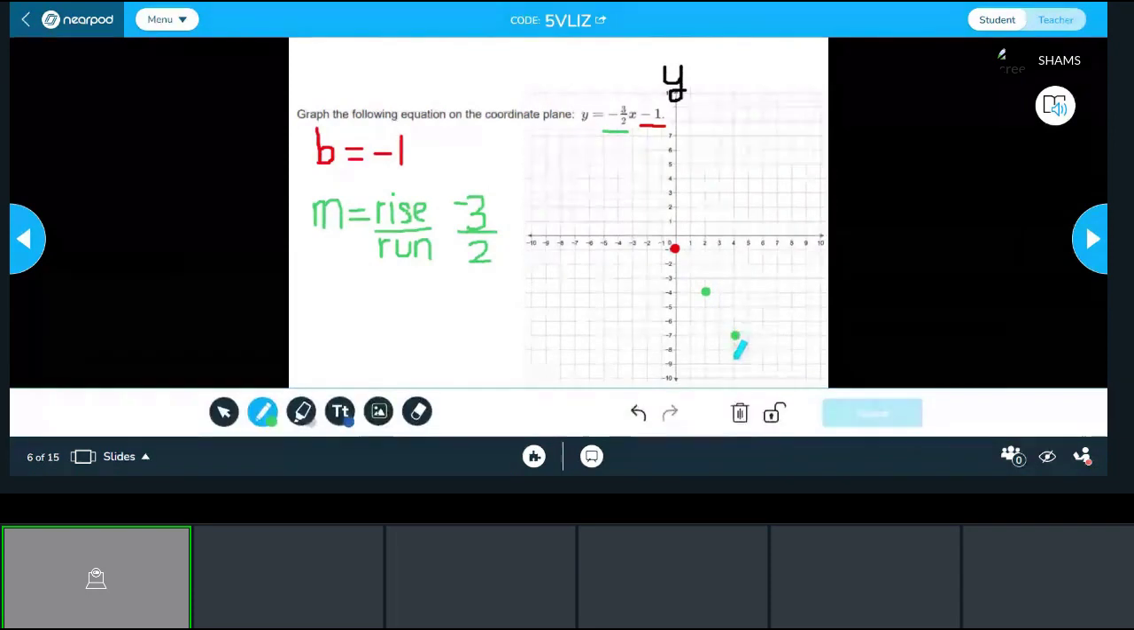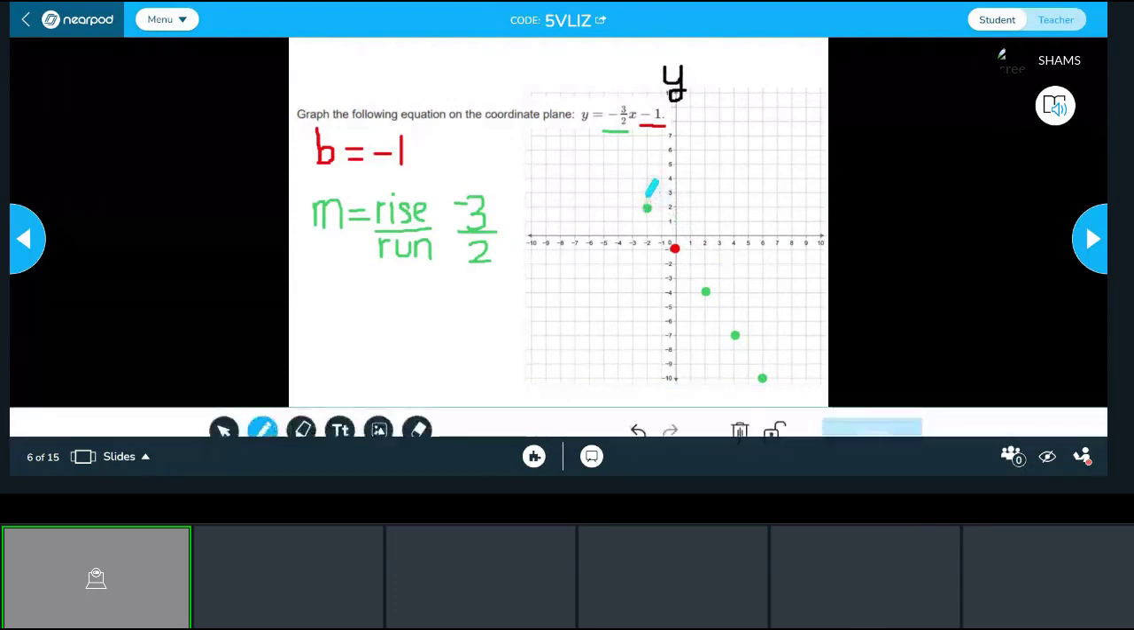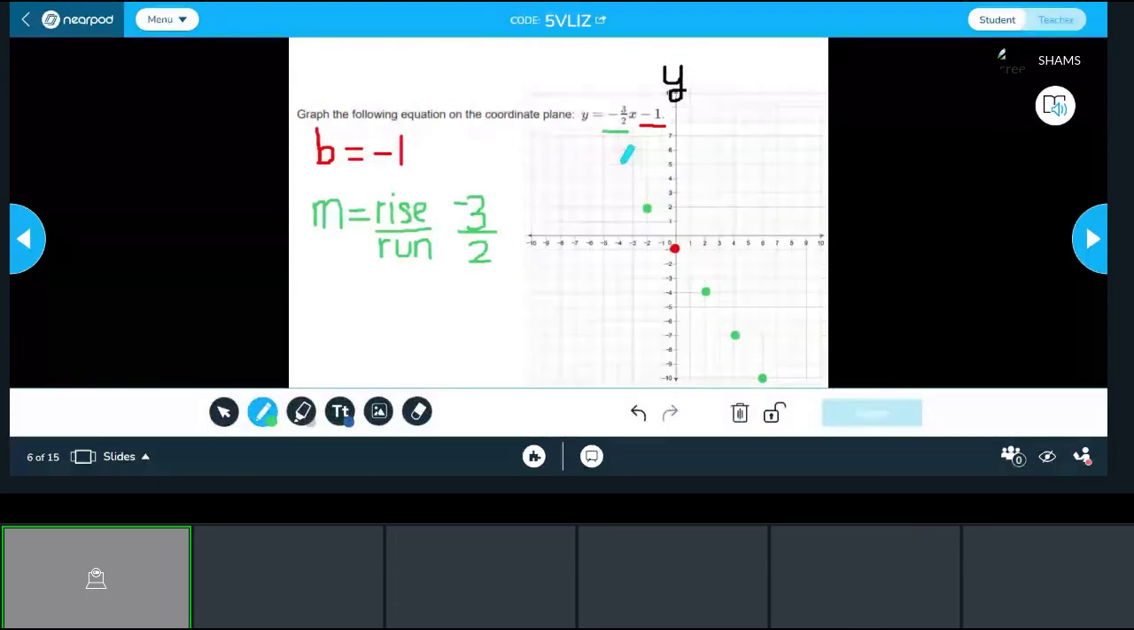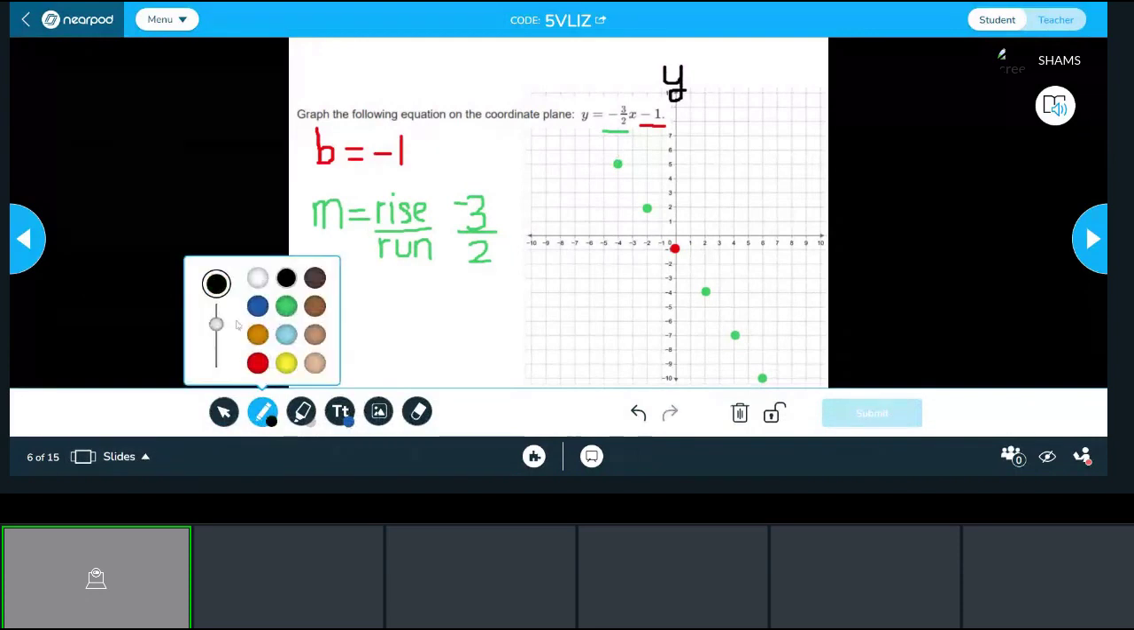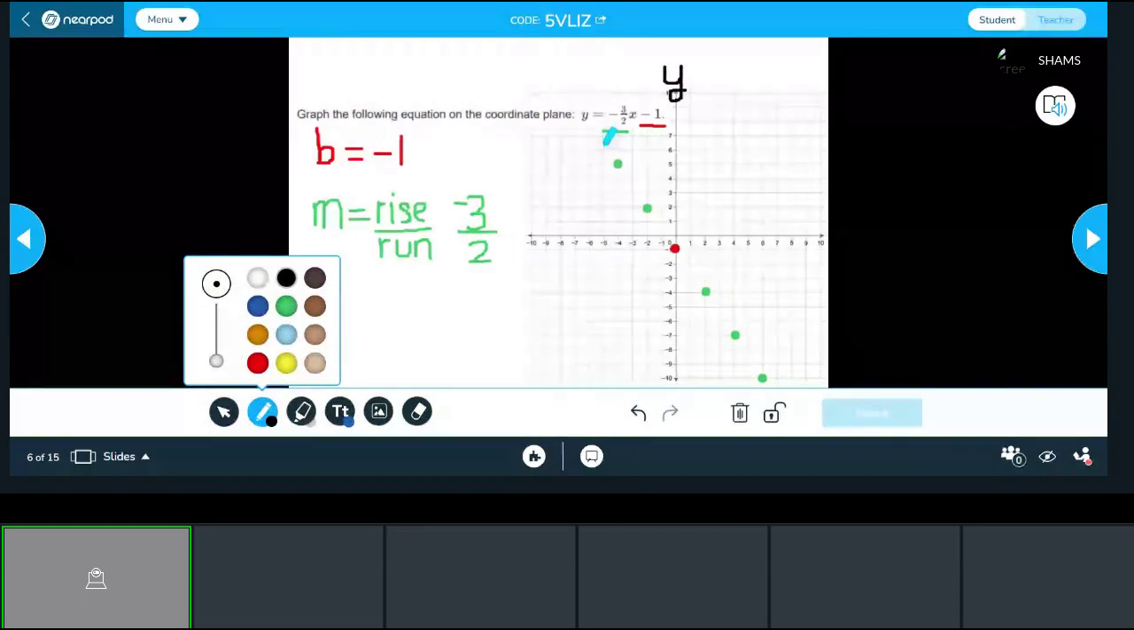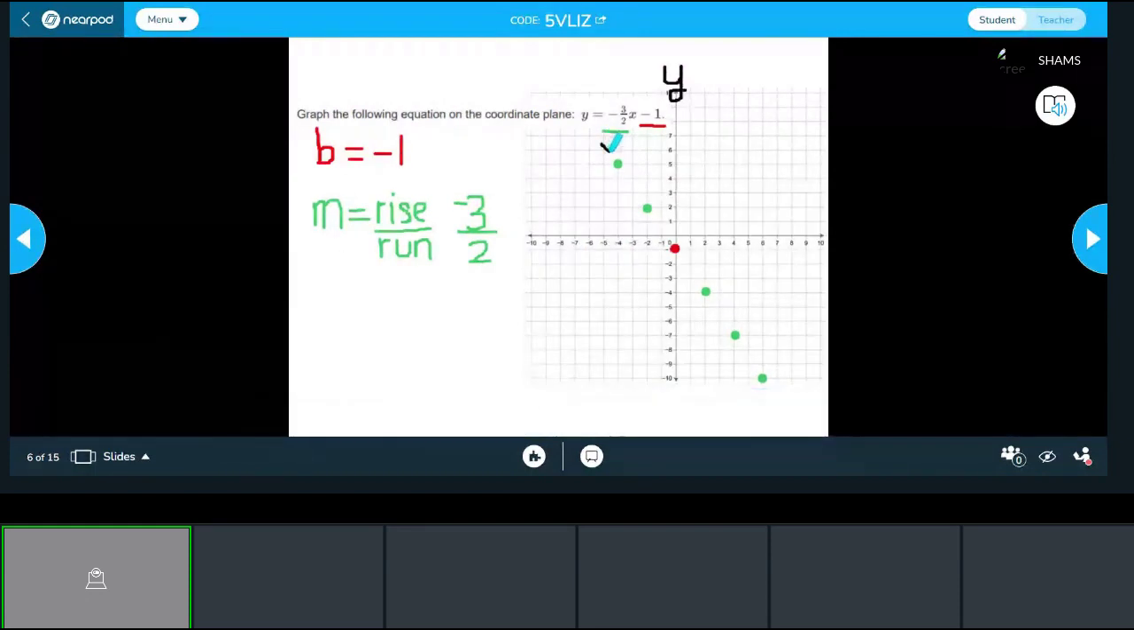So I'm going to go down 3 and 2 to the right. Same, I will go up 3 and 2 to the left. And that's all I can do. It looks like a straight line if I'm going to connect them. Let's go ahead, connect the dots and try to create as straight as possible a linear function.